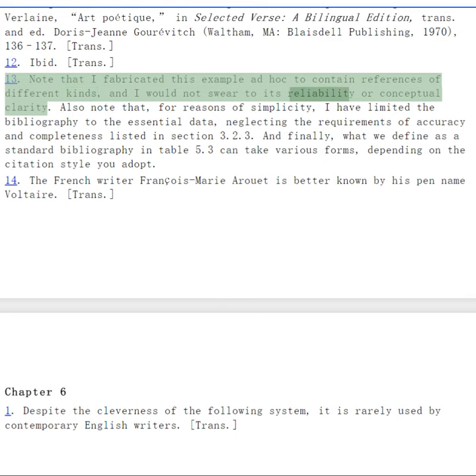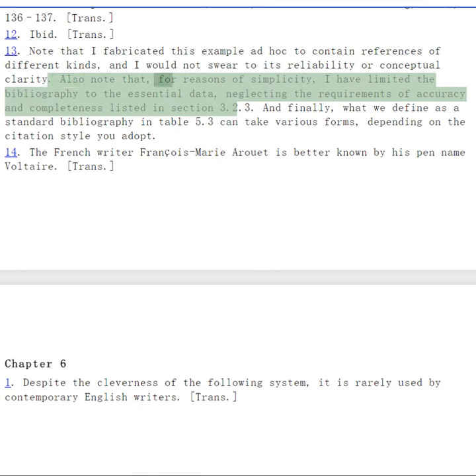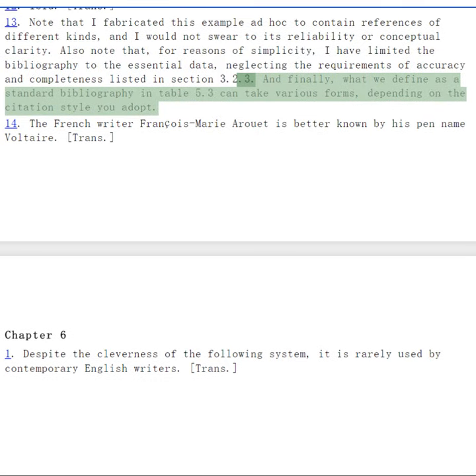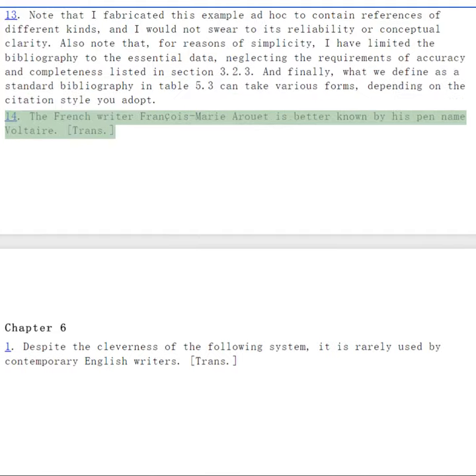13. Note that I fabricated this example ad hoc to contain references of different kinds, and I would not swear to its reliability or conceptual clarity. Also note that, for reasons of simplicity, I have limited the bibliography to the essential data, neglecting the requirements of accuracy and completeness listed in Section 3.2.3. And finally, what we define as a standard bibliography in Table 5.3 can take various forms, depending on the citation style you adopt.